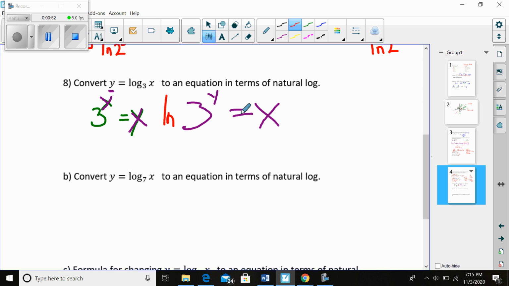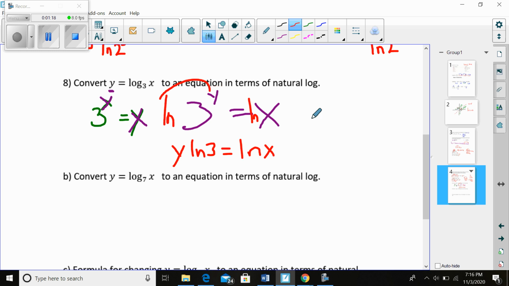All right, so I'm going to take the natural log of both sides. Let me squeeze that in here. And then I'm going to apply that rule that I have mentioned over and over again, where we drop the exponent in front and we get y times natural log of 3 equals natural log of x.